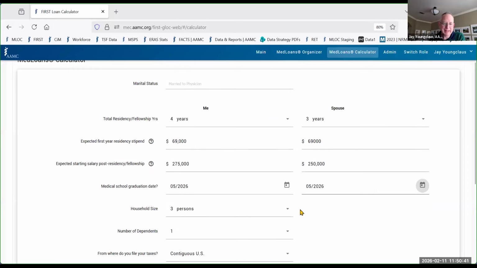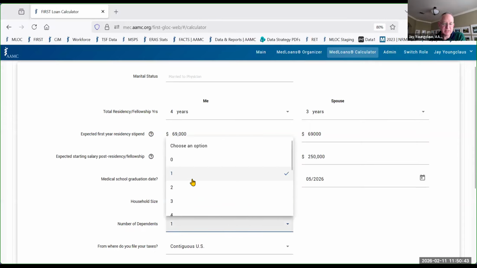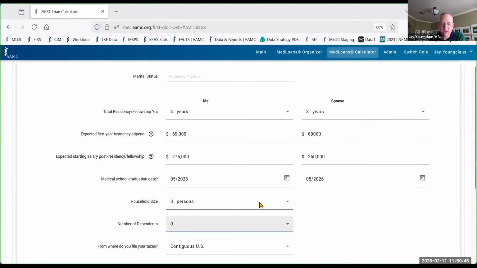You've married your classmate, and let's say in this case, we're not going to have a child. It's just the two of you. So a two-person household, a 3-year residency and a 4-year residency. And that's really one of the powerful features of the MLOC, where these two residency scenarios are now not perfectly aligned.